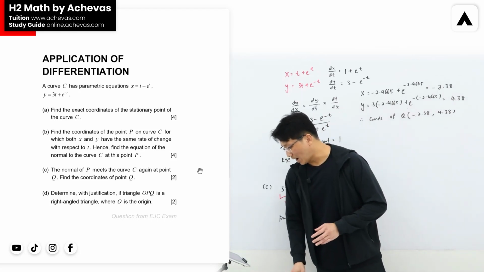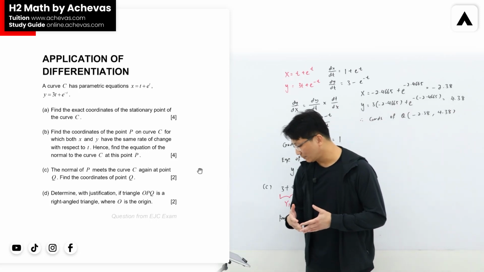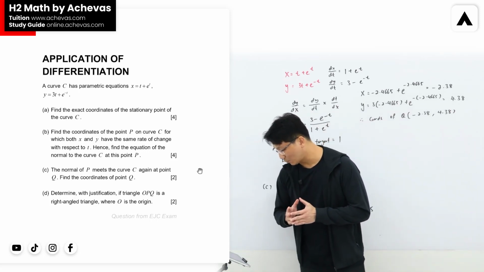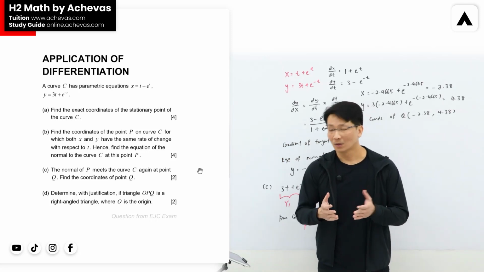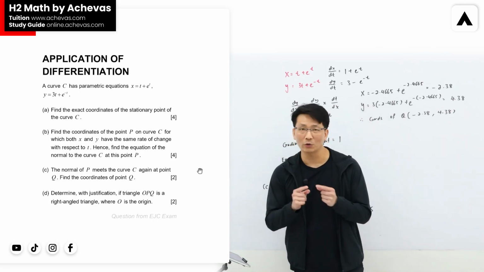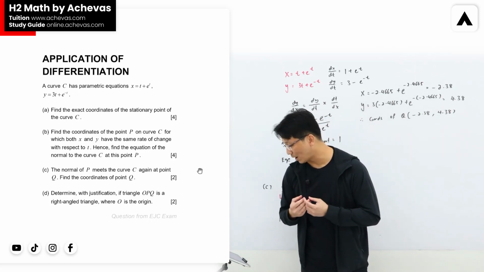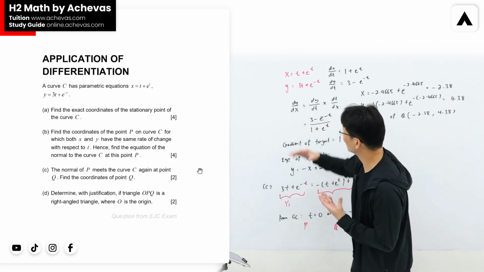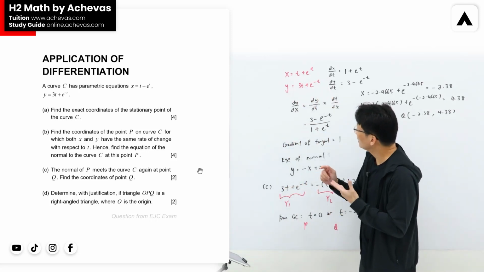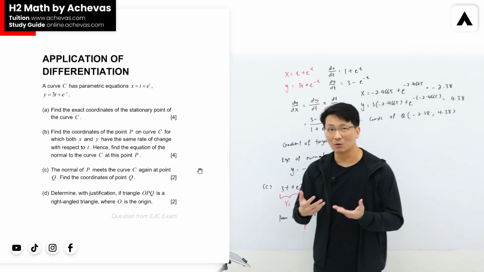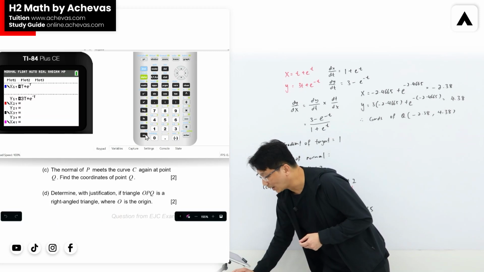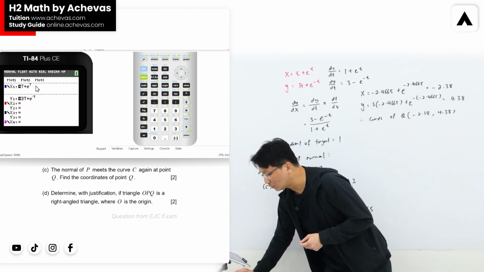For part D, we are asked to determine with justification if the triangle OPQ is a right angle triangle, where O is the origin. For this part of the question, we're going to use a simple graph to help us visualize the scenario here. Since we are already given the equation, I'll just key this equation into my calculator under the function of parametric mode. And this will be my equation on this screen already.